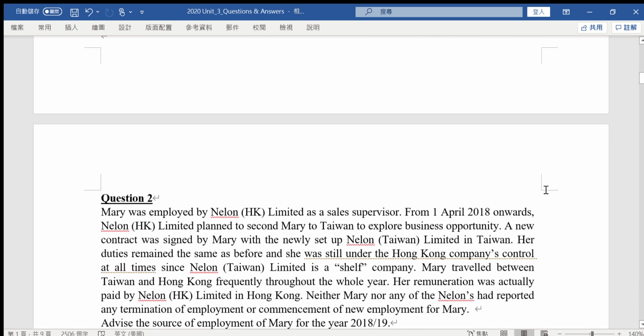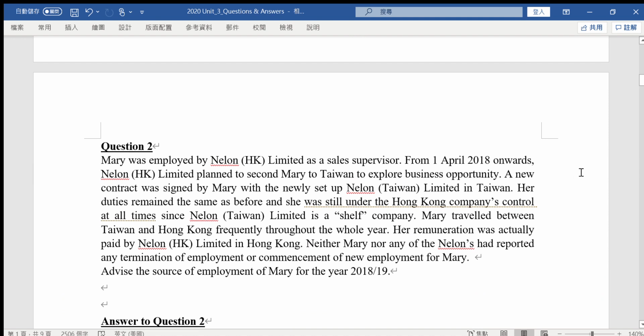Okay, second question. Now this question is asking you to determine the source of employment. You need to discuss step by step to determine the source. Don't jump to a conclusion, mentioning that Mary has a Hong Kong source or foreign source or whatever. You should discuss the formal way to determine the source of employment.